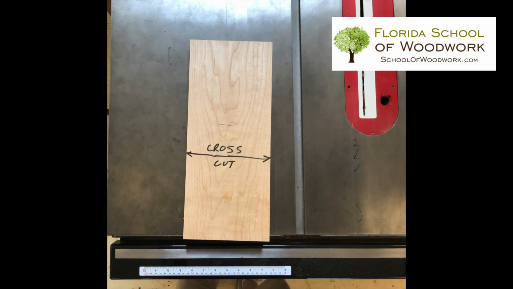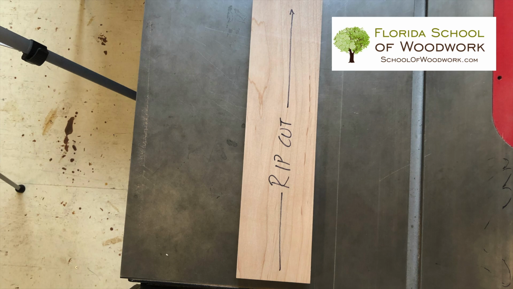First thing we need to do is understand what we mean by crosscut. A crosscut is when you are cutting across the grain of the wood. A rip cut is with the grain from one end to the other.